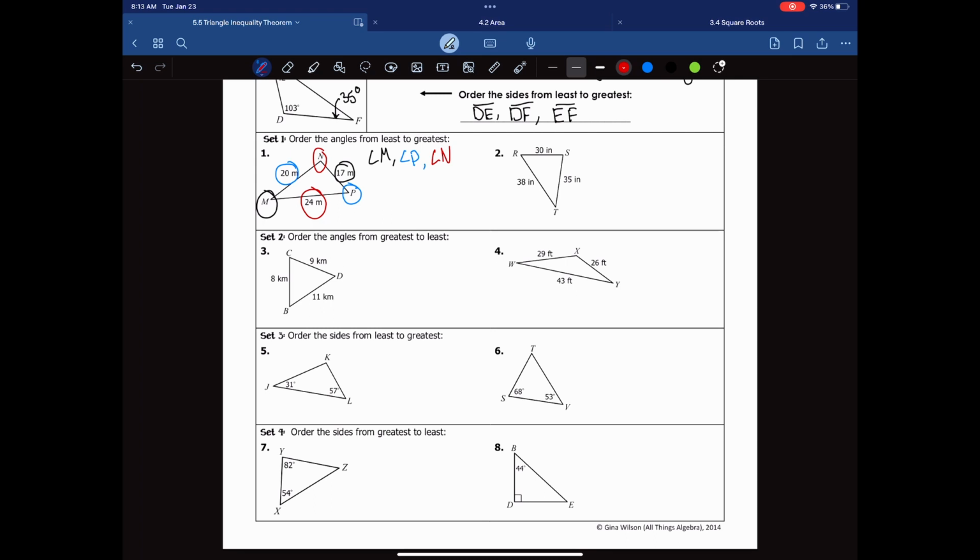That's it. And then same thing for the next one. You've got the smallest side opposite angle T. So we've got angle T. And then 35 opposite R, angle R. And then S opposite 38, angle S. You're done.